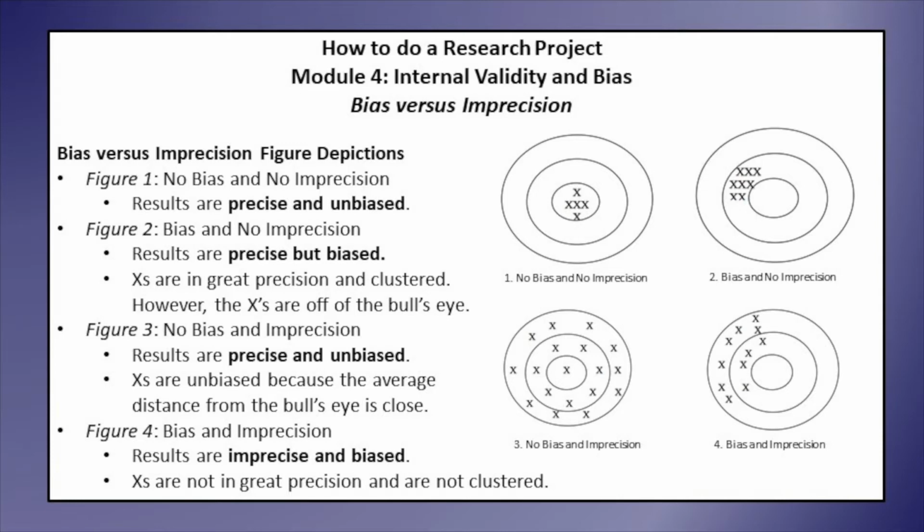No bias and imprecision. Results are imprecise but unbiased. Note, x's are unbiased because the average distance from the bullseye is close. Bias and imprecision. Results are imprecise and biased. Note, x's are not in great precision and are not clustered.